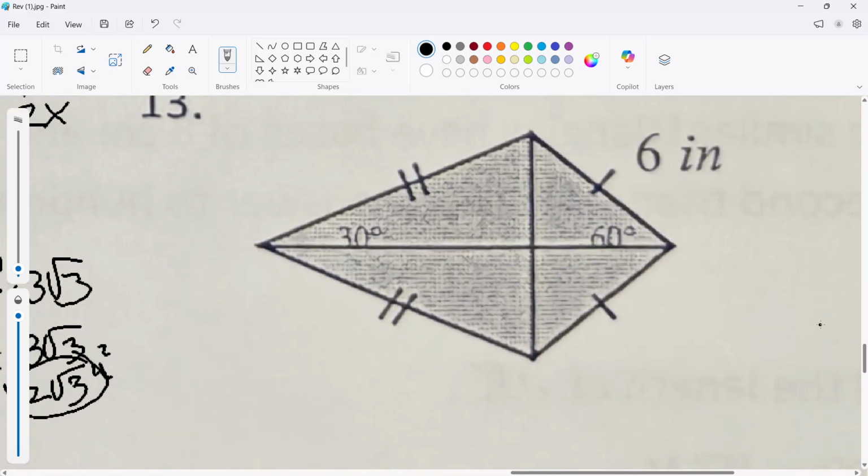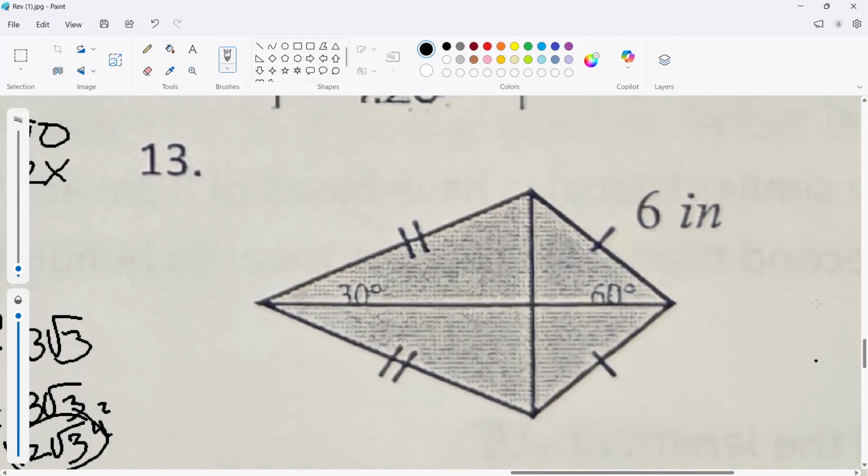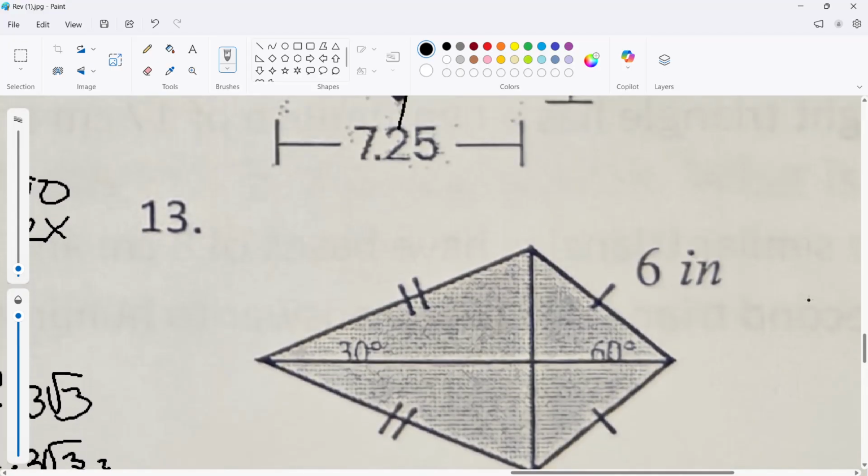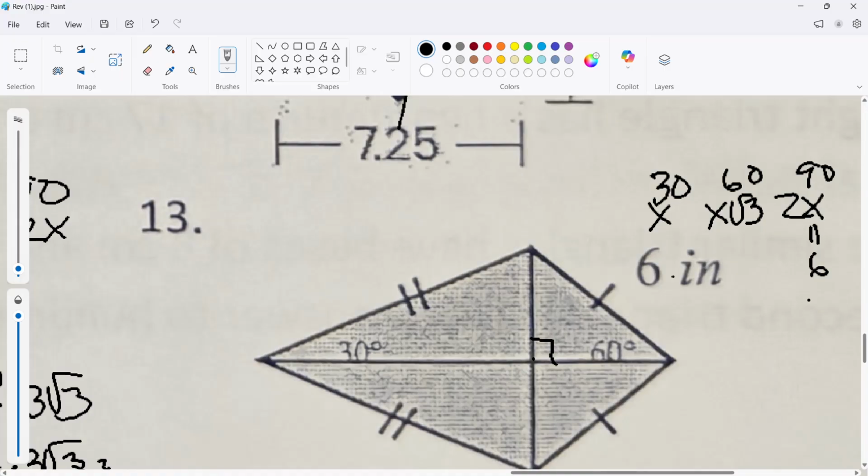13. For 13, I need the diagonals. Diagonal 1 times diagonal 2 divided by 2. This is a 60-degree angle, and the side opposite 90 is 6. So remember, 30, 60, 90: x, x square root of 3, 2x. If 2x equals 6, then x equals 3, and x square root of 3 is 3 square root of 3. So this is 3 square root of 3, this is 3 square root of 3, and the side opposite 30 is just 3.